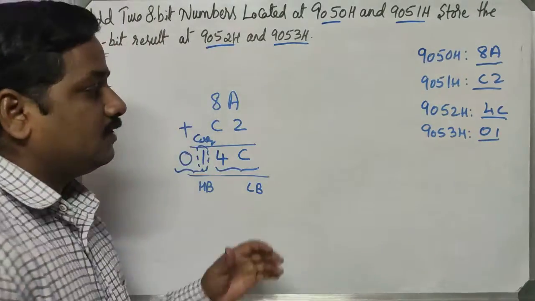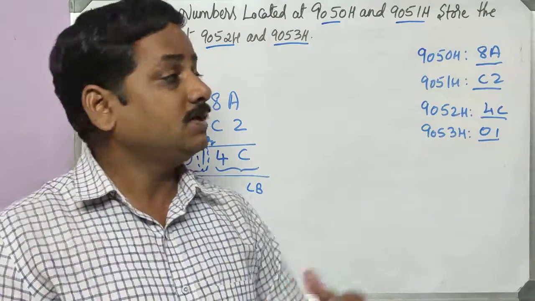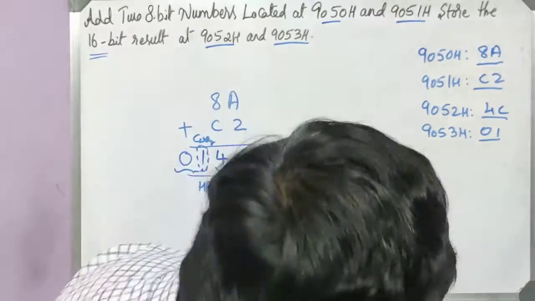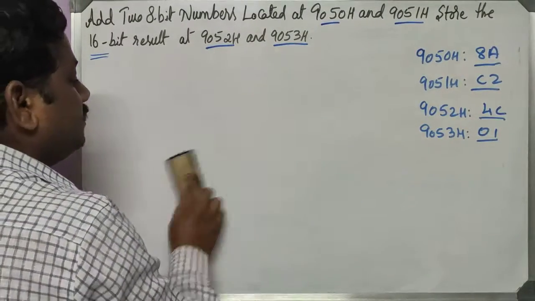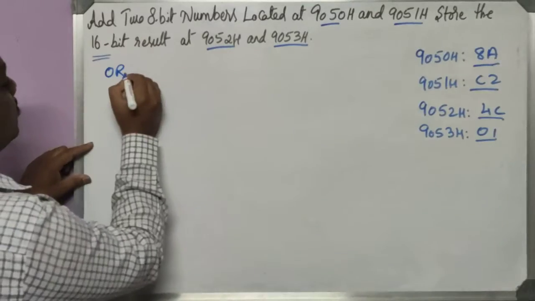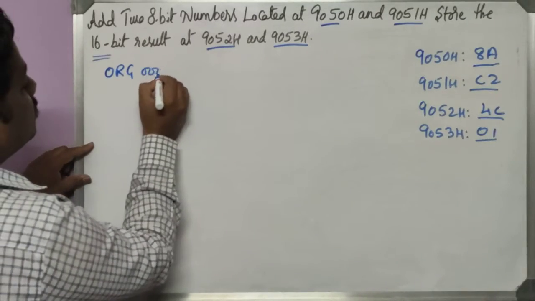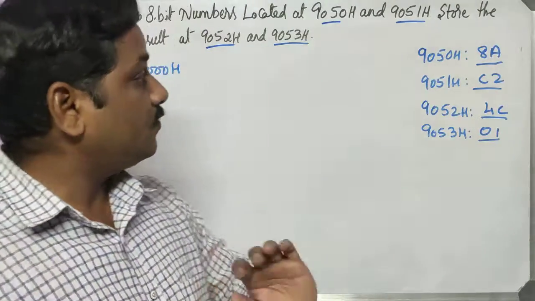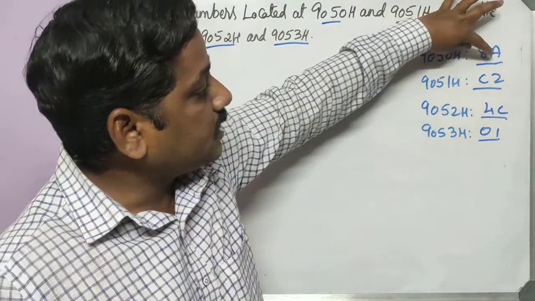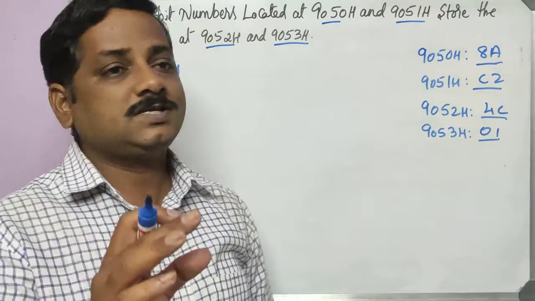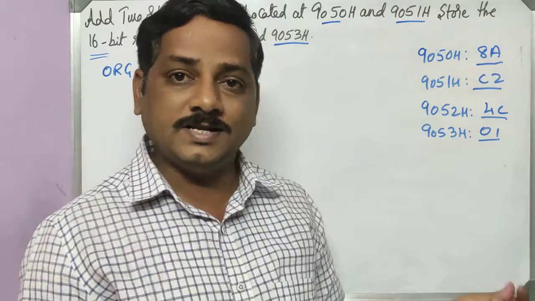Okay. So now let's see how to achieve this. How to take these two numbers and add them using the 8051 microcontroller. All programs have to be started with the ORG. So let me start with that. ORG 000H. This is the starting address of a program. Now what you need to do? I should give the data. Where should I give data? I should give data at 9050. So first let me assign this to a DPTR.